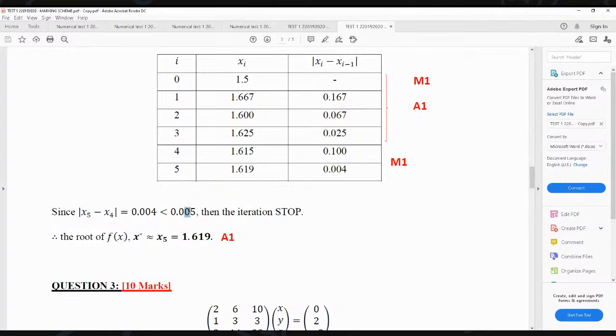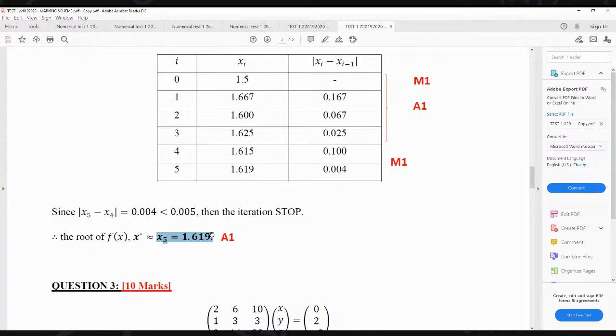Epsilon is 0.005, so 0.004 is less than 0.005. And then you can also see here the value is 0.04. So how we give you marks: first, you are using a correct method because you are using the iterative method. Second, your answer is all correct: 0.167, 0.067, 0.025. And then the method to terminate the iteration is also correct, at iteration 5. And then the last is your answer at iteration 5.